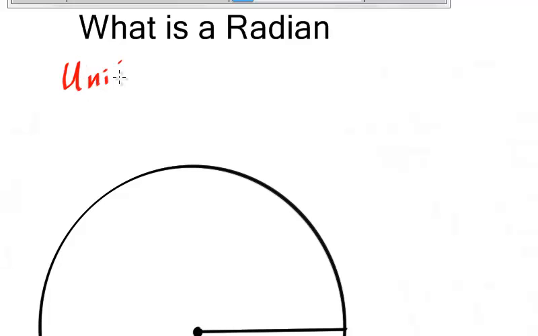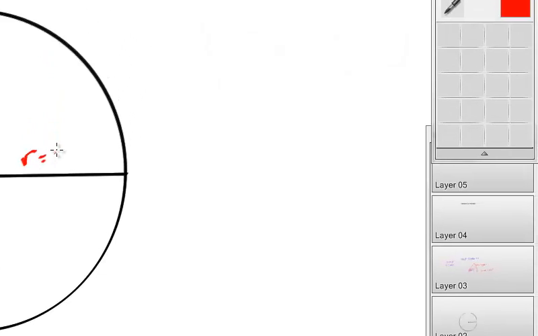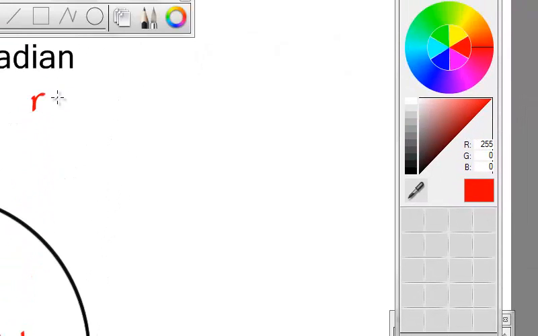Today we're going to do what is a radian, one of the most confused and easy to forget things in the entire world. We're going to use the unit circle to demonstrate this. For this unit circle, that just simply means that we have a radius equal to 1. All right, let's make a note of that. The radius equals 1.